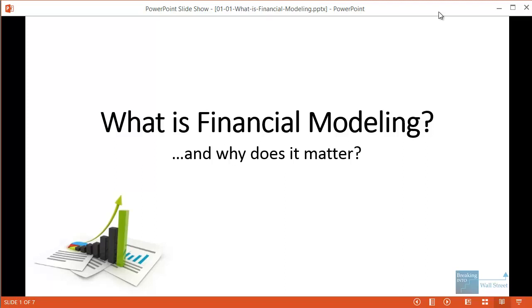So if you do a Google search for this term, or you look online or in books, you'll see a lot of definitions about what it means. Many of these definitions are filled with numbers and technical terms. I want to take a step back and define financial modeling a little bit differently.